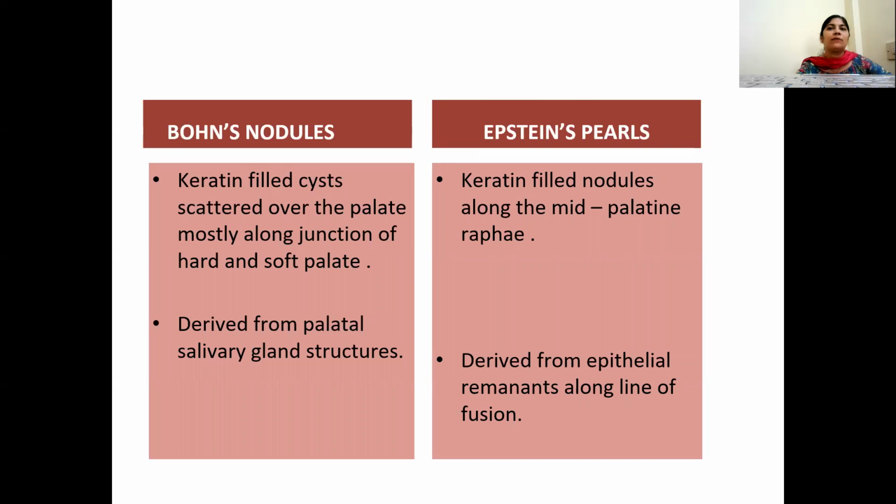Now coming to the difference between Bohn's nodules and Epstein's pearls. Bohn's nodules are keratin-filled cysts scattered over the palate, mostly along the junction of hard and soft palate, and they are derived from the palatal salivary gland structures. Epstein's pearls are keratin-filled nodules along the mid-palatal raphe, and they are derived from the epithelial remnants along the line of fusion. So both are keratin-filled nodules. But Bohn's nodules are scattered over the palate along the junction of the hard and soft palate, but Epstein's pearls are seen along the mid-palatal raphe. Epstein's pearls are non-odontogenic, and Bohn's nodules are developmental in origin.